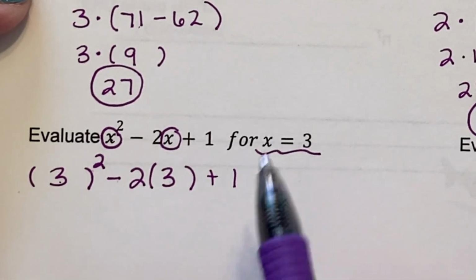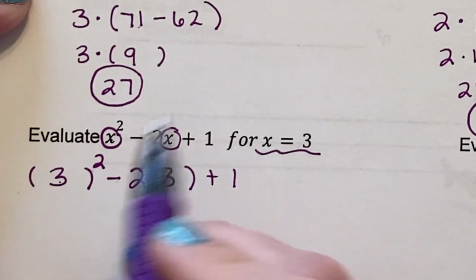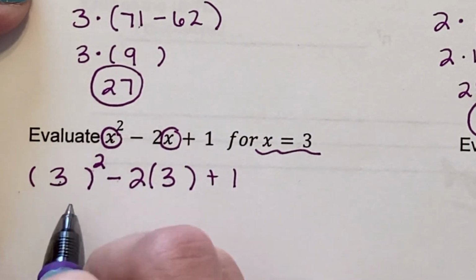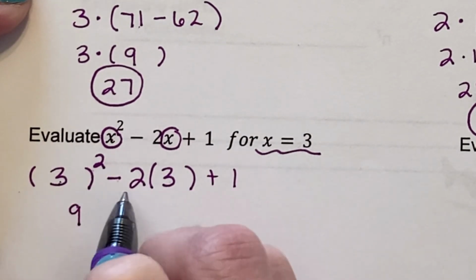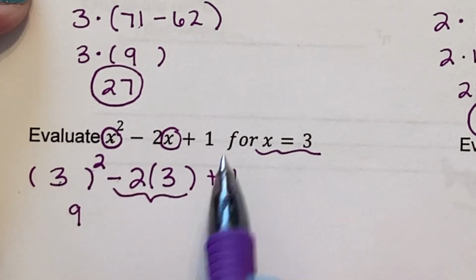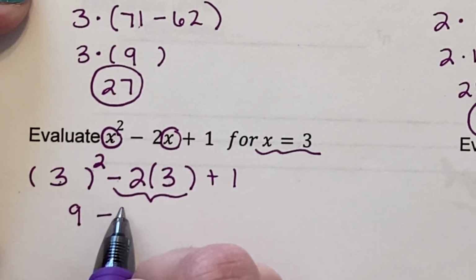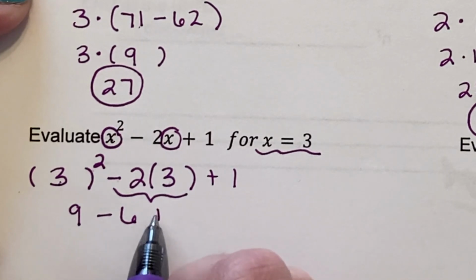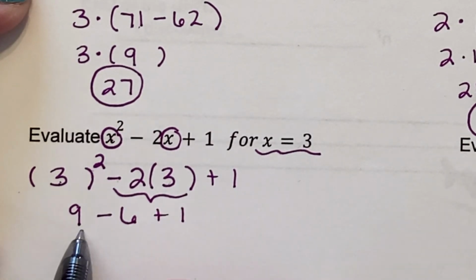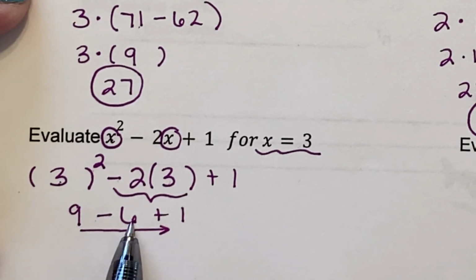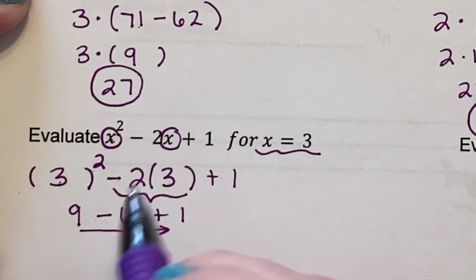Now let's go ahead and do order of operations. I have exponents. 3 squared is 3 times 3, which is 9. Then I'm going to go ahead and do this term as well. Negative 2 times a positive 3 is a negative 6. And then that plus 1 just remains plus 1. I'm going to solve left to right. 9 minus 6 is 3. 3 plus 1 is 4.